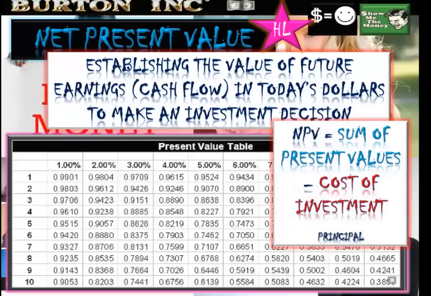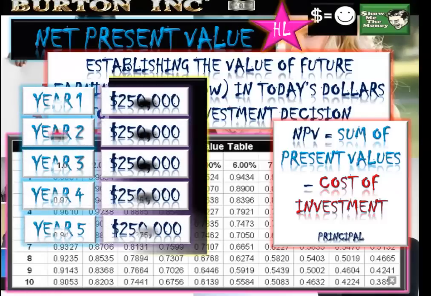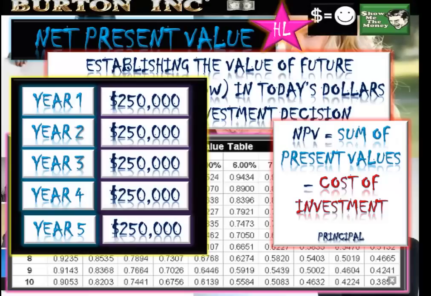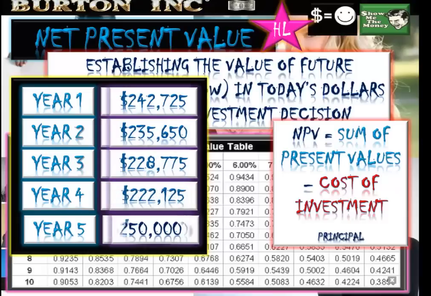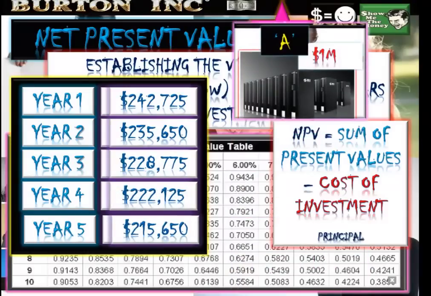So we've got the sum of present values, and we're going to minus the cost of investment, or sometimes called the principal. Here we are, same amounts, 250,000 net cash flows being returned by this investment across 5 years. All we're going to do is discount them. We know how to do that. Net present value, we sum them.